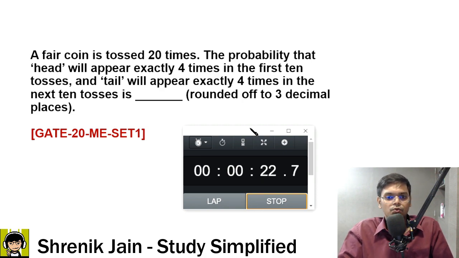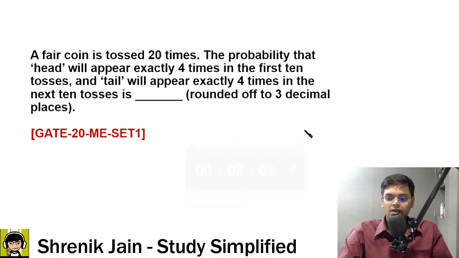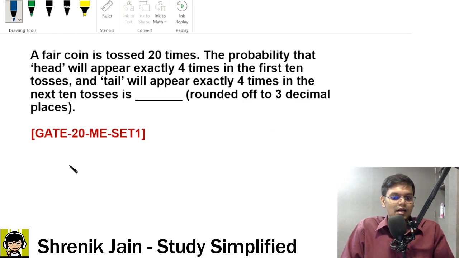This is 2020 Mechanical Set 1. So time is up. I can't give you more time. I have given you the hint. Please check out this scenario. The right answer is 0.042. But why is it so?